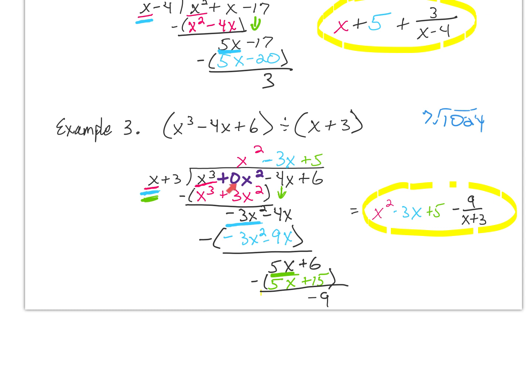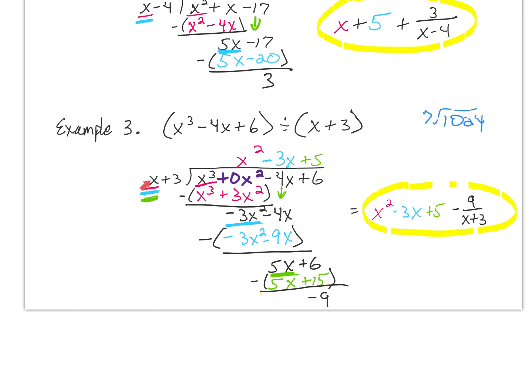So right here, because there's no x squared, I'm going to write x cubed, but then I'm going to use a place value. So plus 0x squared. Then my next term is x to the 1, so I write minus 4x and then my constant plus 6. So for this one, the difference is I have to put this place value of 0x squared. Then I just start doing the division.